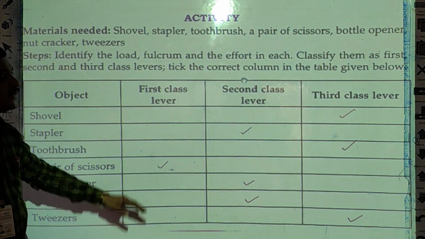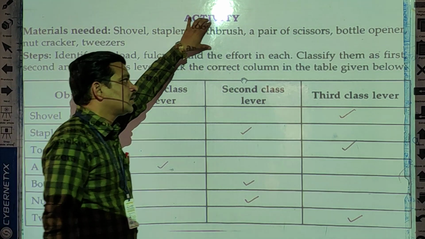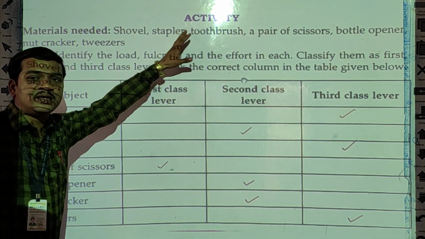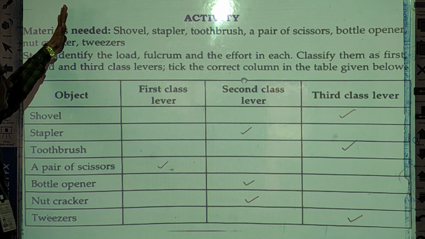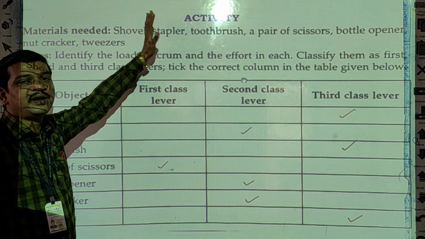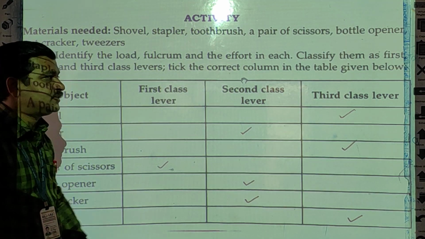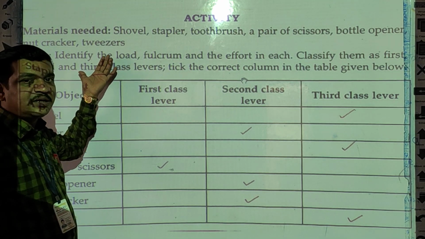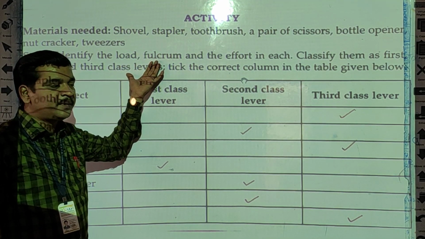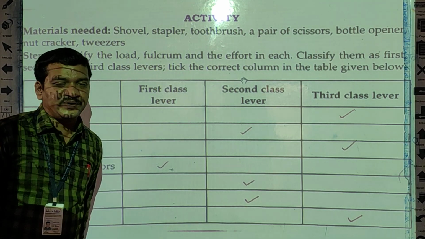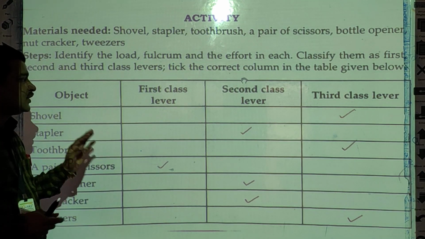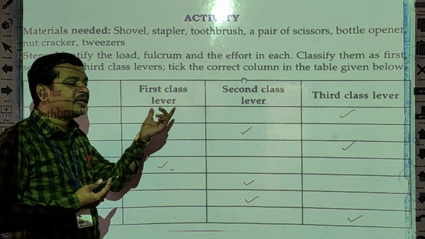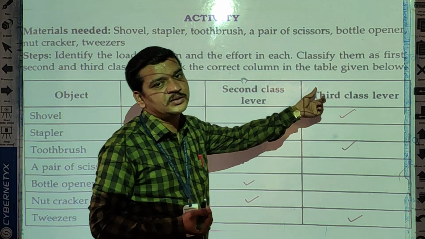Now whatever materials are given here, in these materials first you have to identify where the load is, where the fulcrum is and where the effort is, and then you have to classify them as a first lever, second lever and third lever. Okay, so after identification, just in front of that example or material you can tick whether it is in first lever, second lever or third lever.